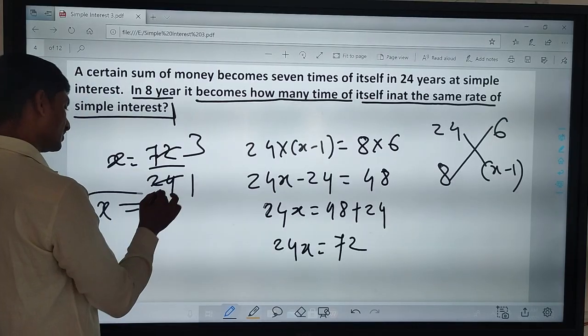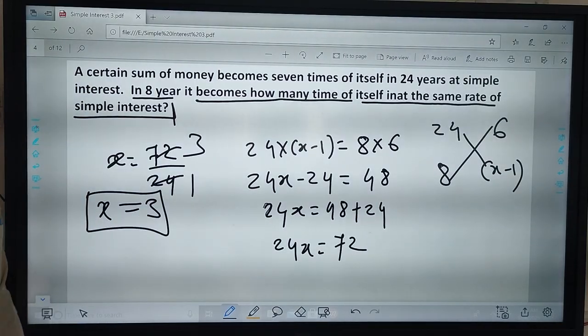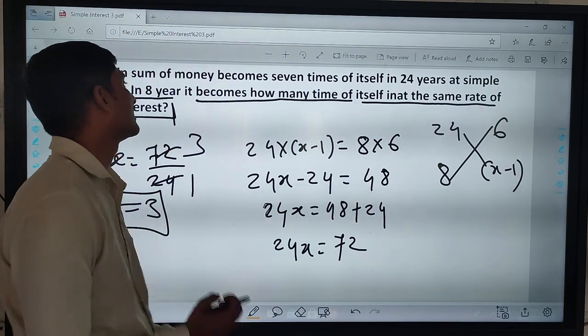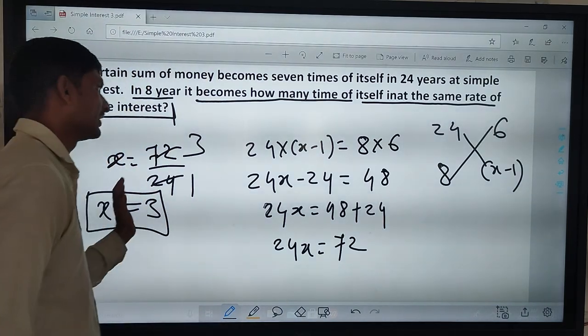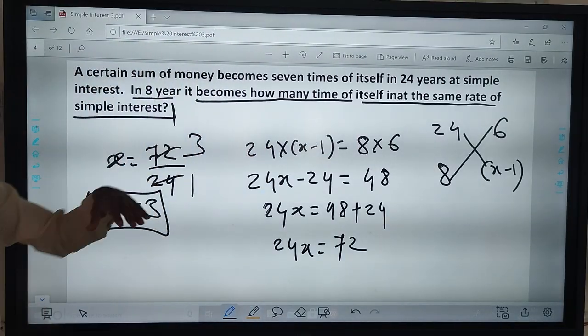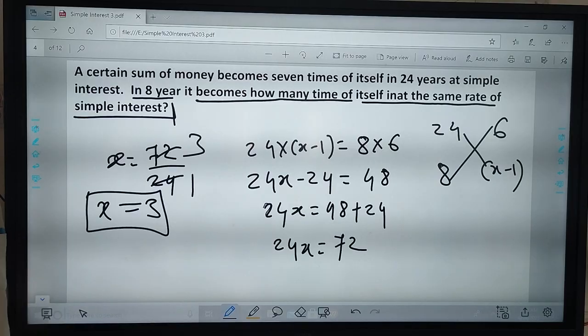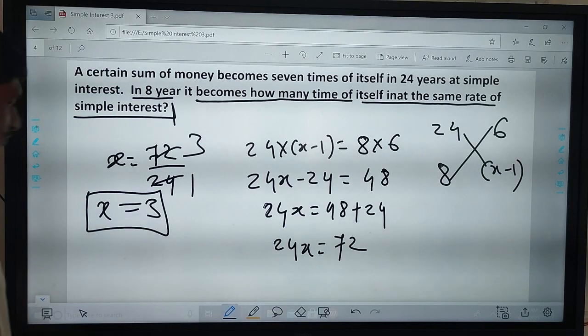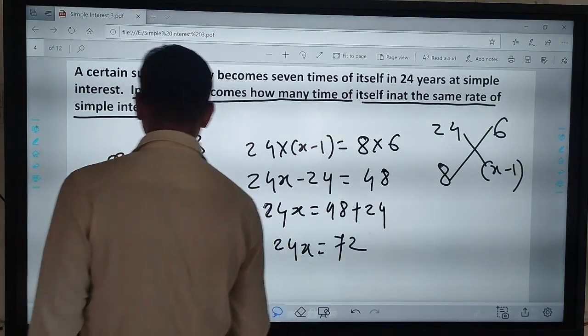Then your principal becomes 3 times in 8 years. 7 times in 24 years, it becomes 3 times in 8 years. Your answer is 3 times. Now next.